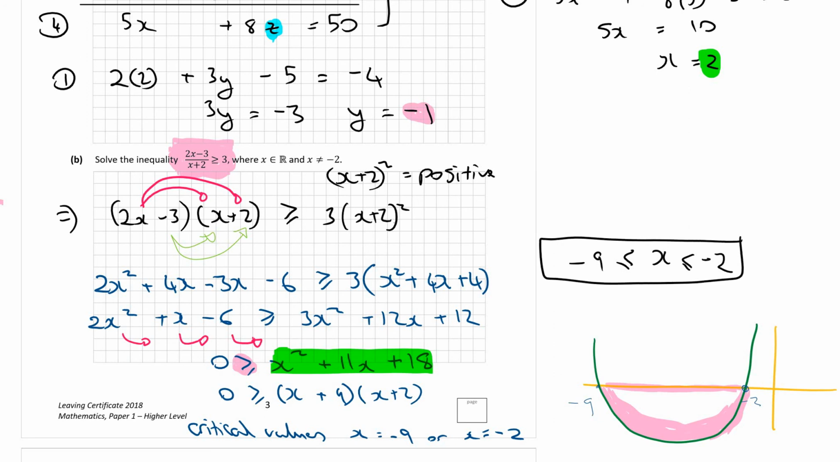Now, if I had done it and the inequality was the other way around, I would be looking for all the values of x outside of minus 2 and minus 9.